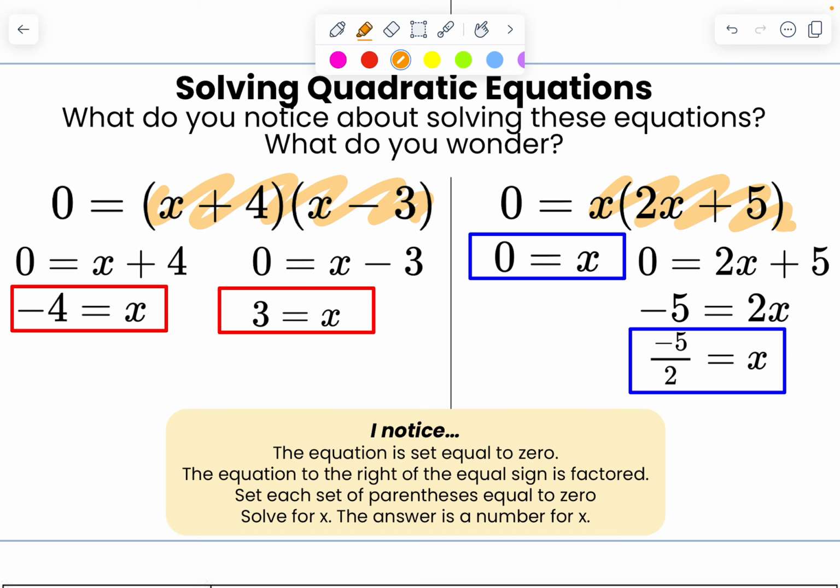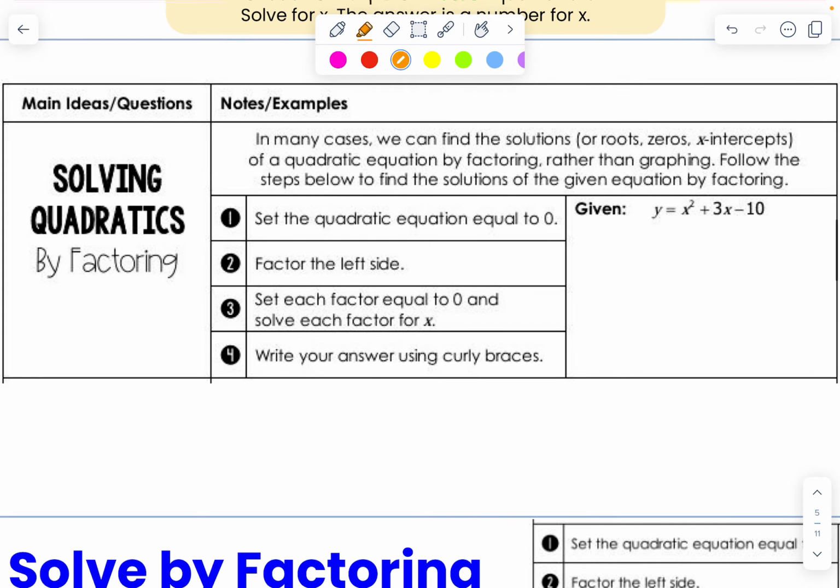But essentially, you can break down solving quadratics into 3 steps, really. We don't need the last one here, so I'm just going to cross it out for our purposes today. I just need steps 1 through 3, right? So remember that when we're solving, we're finding the roots, the zeros, the x-intercepts, the solution. And a lot of times, instead of graphing, we can do it by factoring, right?